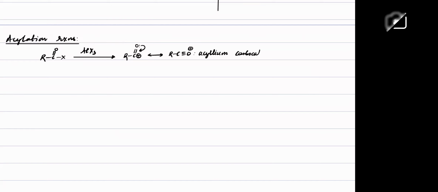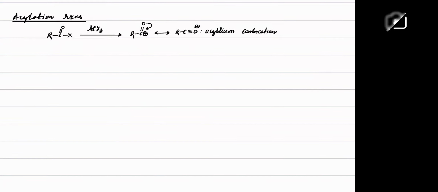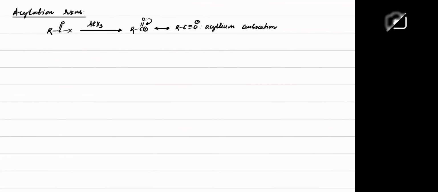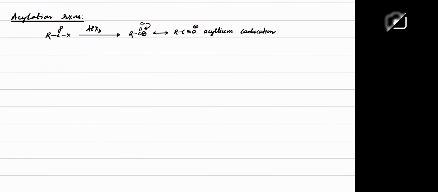Got it? Because of the acylium carbocation formation, this makes it easier to come out as a carbocation here. And in which cases can we make an acyl group here? See, one is RC=O Cl plus AlX3. This will create RC=O plus.